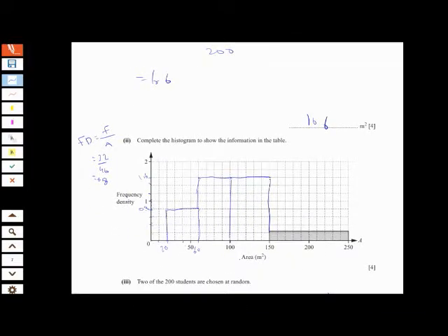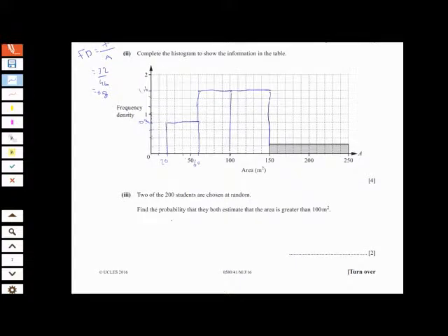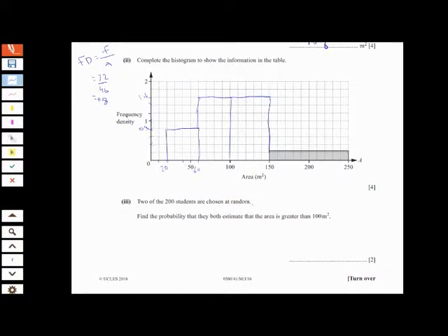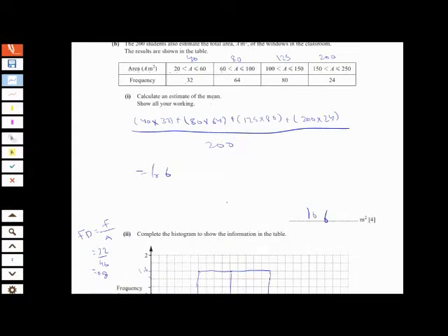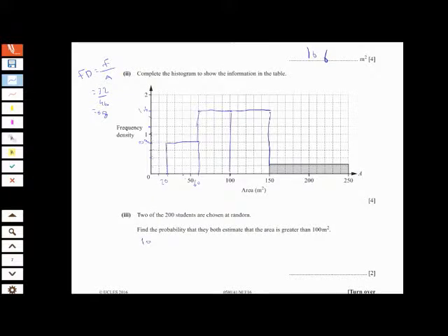And now, 200 students. Two of the 200 students are chosen at random. Find the probability that they both estimate that the area is greater than 100 meter square. So look at this graph, more than 100 meters square. So from here onwards, which is from 100 to 150. So how many students are there who estimated? Which is 80 plus 24, which is 104. 104 over the total number of students, which is 200.